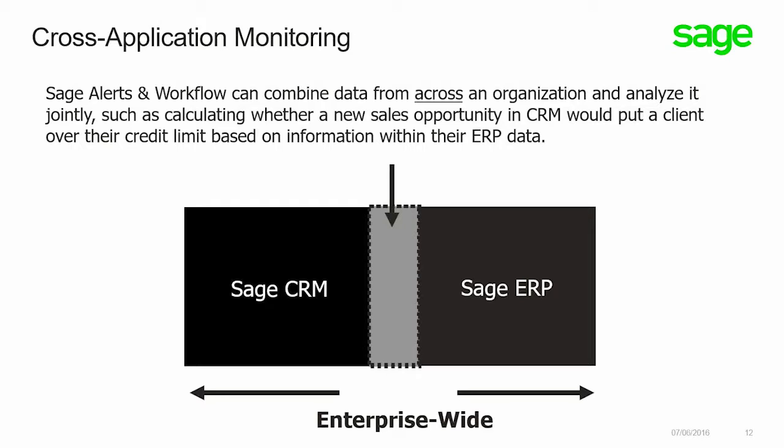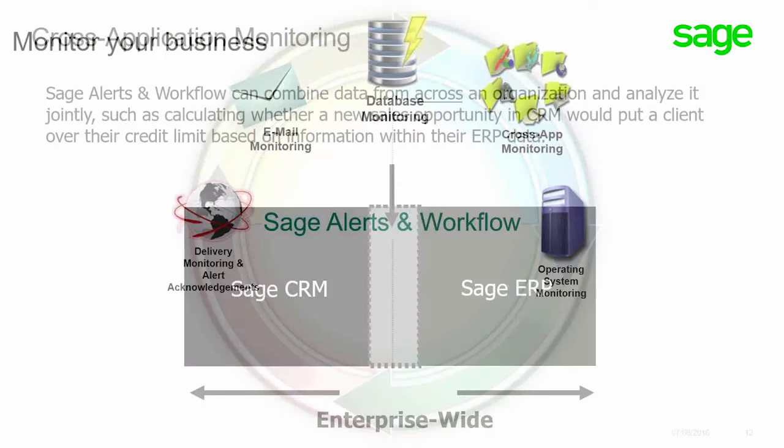Think how useful it would be if Alerts in Workflow were able to see a new sales opportunity entered in your CRM system for a customer who might be on credit hold in Sage 300, or might have overdue invoices in Sage 300, or for that matter doesn't have sufficient credit left to pay for that new opportunity if it were closed. So Alerts in Workflow can analyze and monitor conditions between multiple business applications.